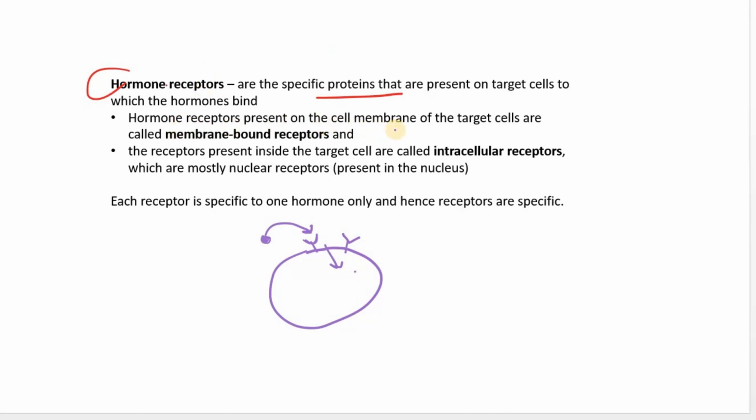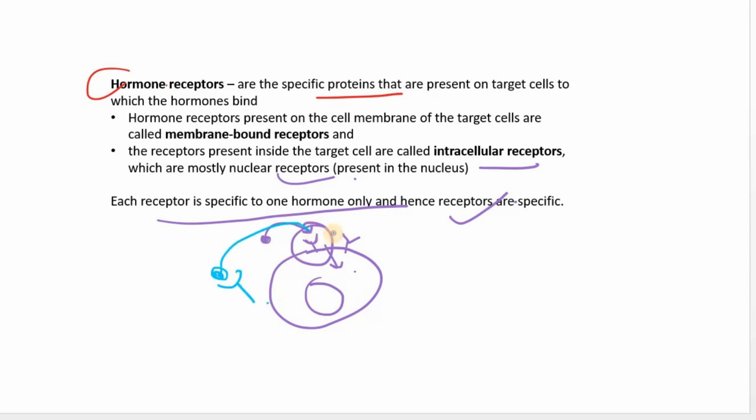Hormone receptors present on the cell membrane of the target cells are known as membrane bound receptors. And sometimes these receptors are present inside the cell, and they are known as intracellular receptors. These mostly are the nuclear receptors. Each receptor is specific to one hormone, and hence receptors are specific. That means only one kind of hormone can bind to a specific receptor. This hormone cannot bind to another receptor.